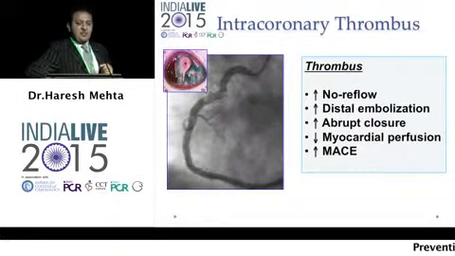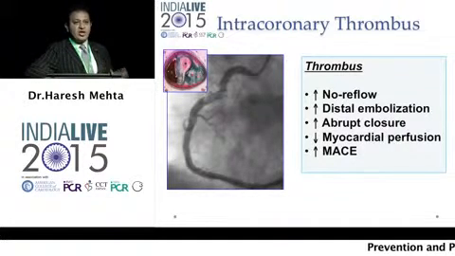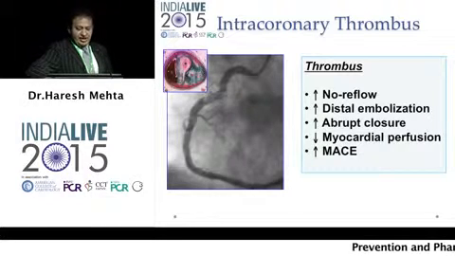And this is a major problem that we all face, thrombus, intracoronary thrombus. It's a predictor of no reflow. It's a predictor of distal embolization. It is going to cause abrupt closure. It's going to increase MACE.